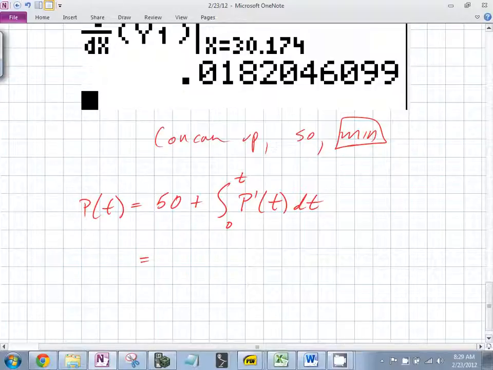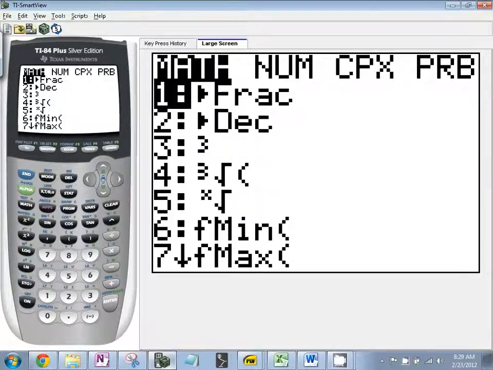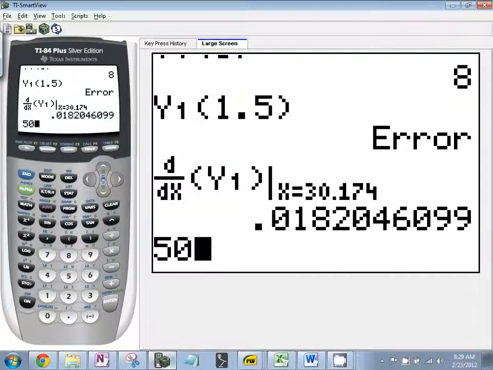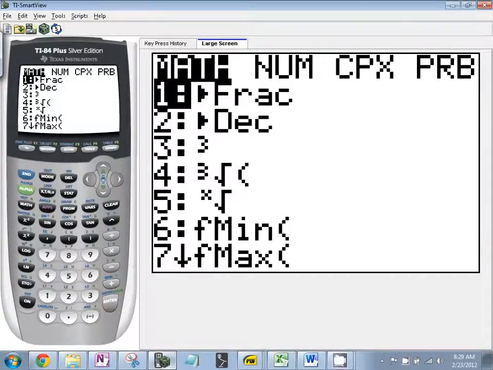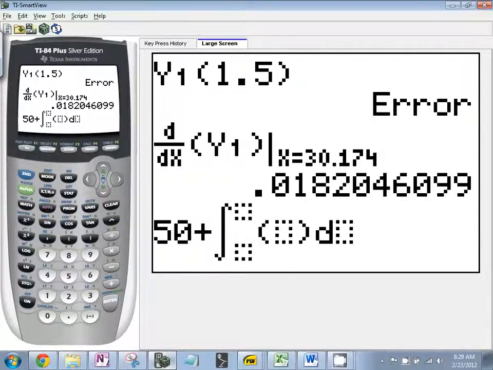You already have it. So look, what do we do? 50 plus math, function integrate, and we're going from what? 0 to what? Oh, to what? What time are we at?